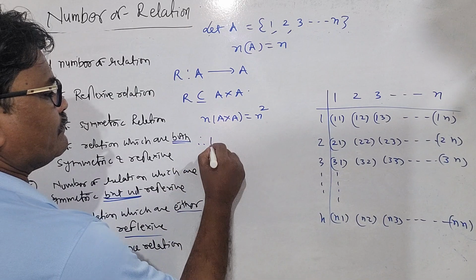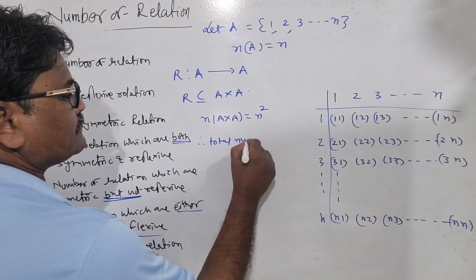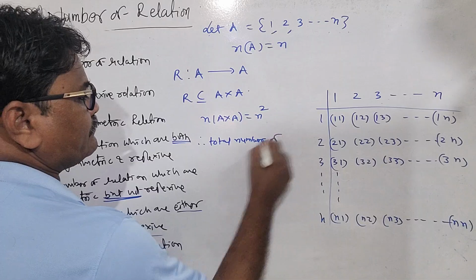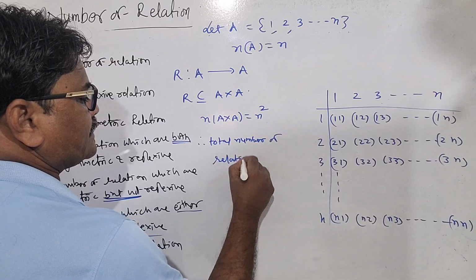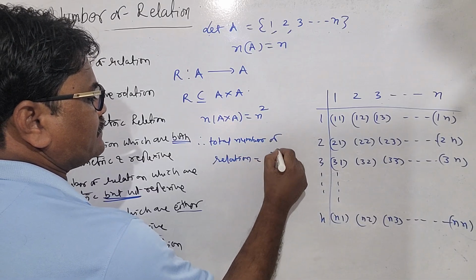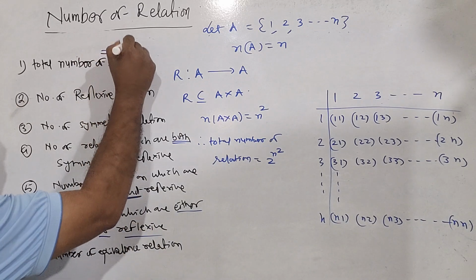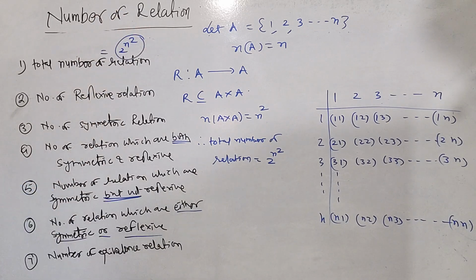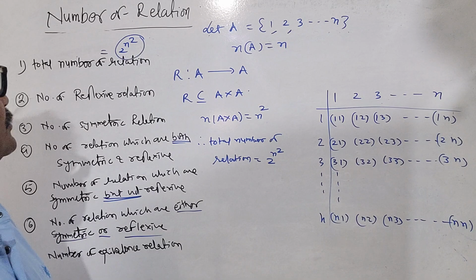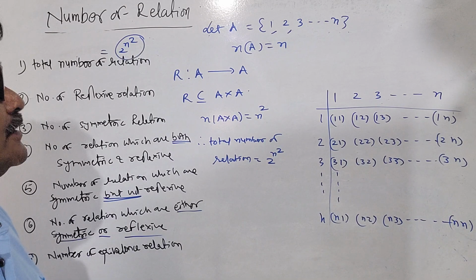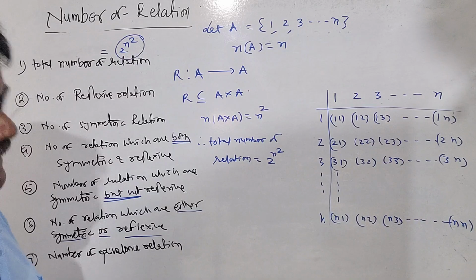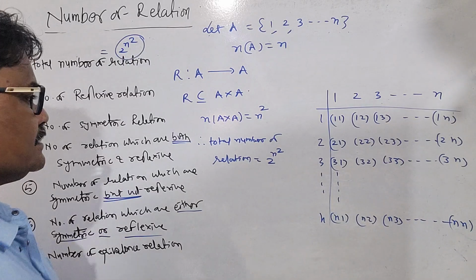Therefore, the total number of relations we can have is 2 to the power n square. So the first question is over. This is 2 to the power n square. Now you have to remember this: the total number of relations defined on the set A is 2 to the power n square, where n is the order of the set A. Fine. First question is over.